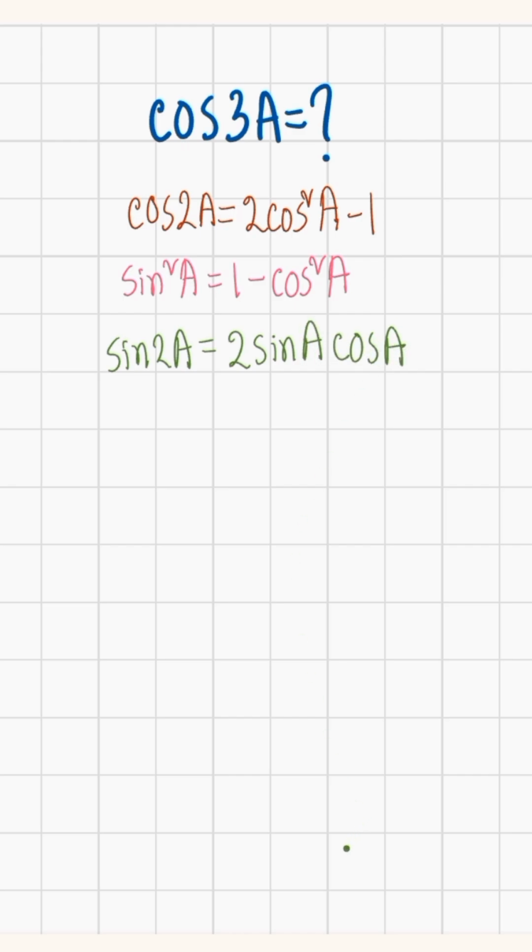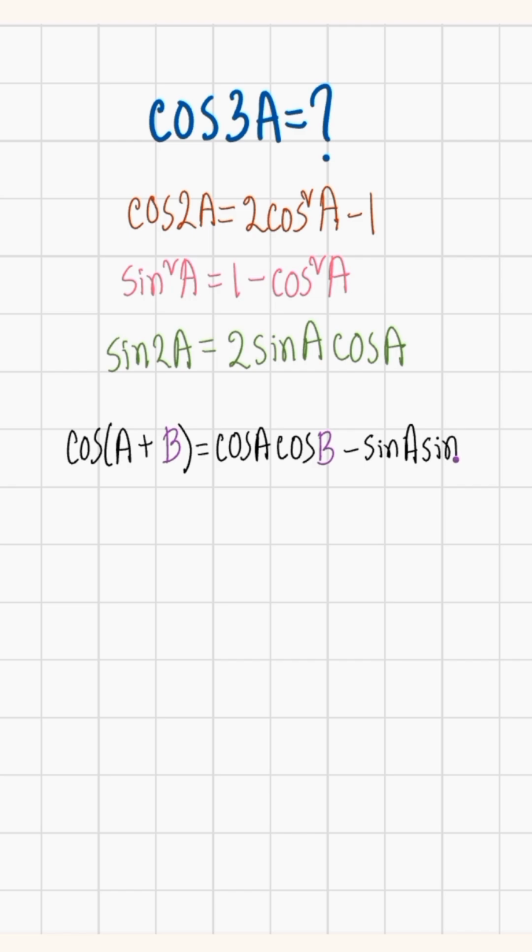এবং cos A plus B equals to cos A into cos B minus sin A into sin B.